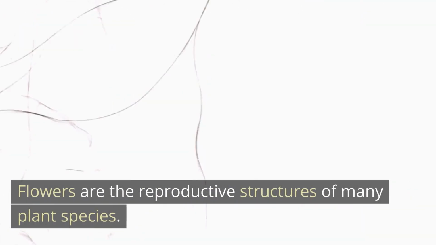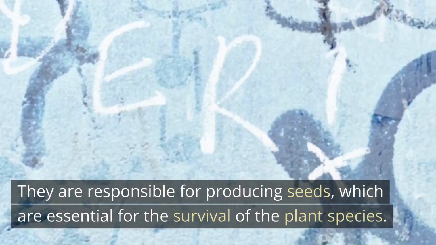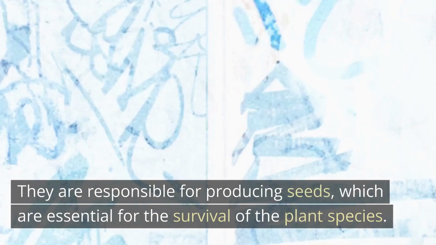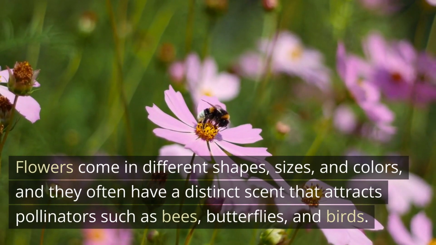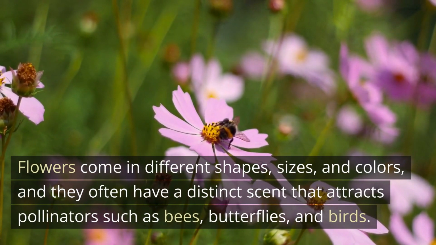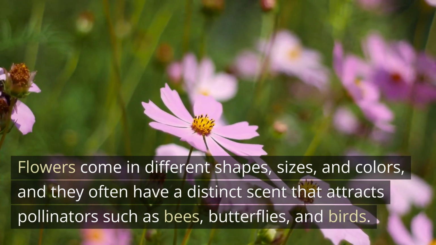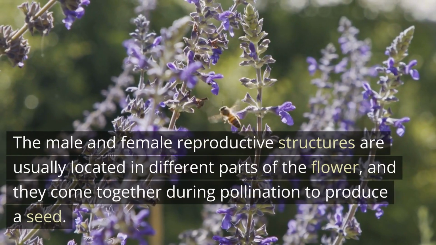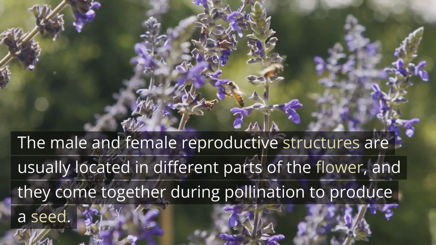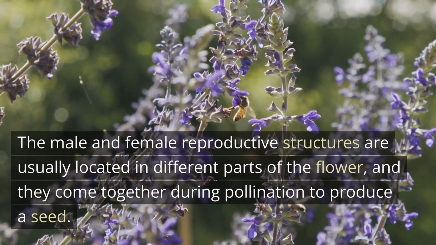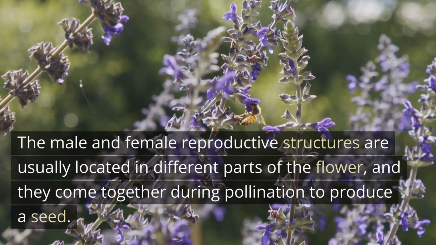Flowers are the reproductive structures of many plant species. They are responsible for producing seeds, which are essential for the survival of the plant species. Flowers come in different shapes, sizes, and colors, and they often have a distinct scent that attracts pollinators such as bees, butterflies, and birds. The male and female reproductive structures are usually located in different parts of the flower, and they come together during pollination to produce a seed.